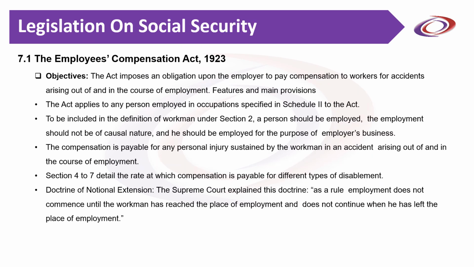Next, we have the legislation on social security to provide the employees social security. First, we have the Employees Compensation Act of 1923. Objective: it imposes an obligation upon the employer to pay compensation to the workers for accidents arising out of and in the course of employment. So if the employees face any accident or injury when they are working, when they are in the organization, then there's an obligation upon the employer to pay them compensation.